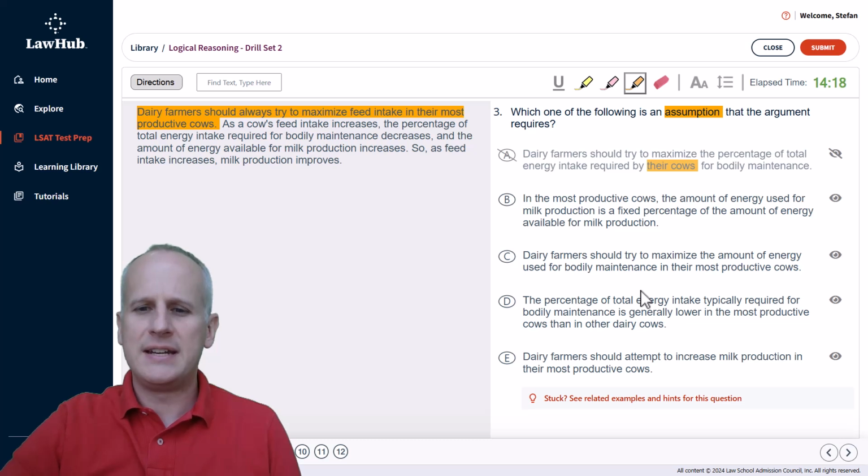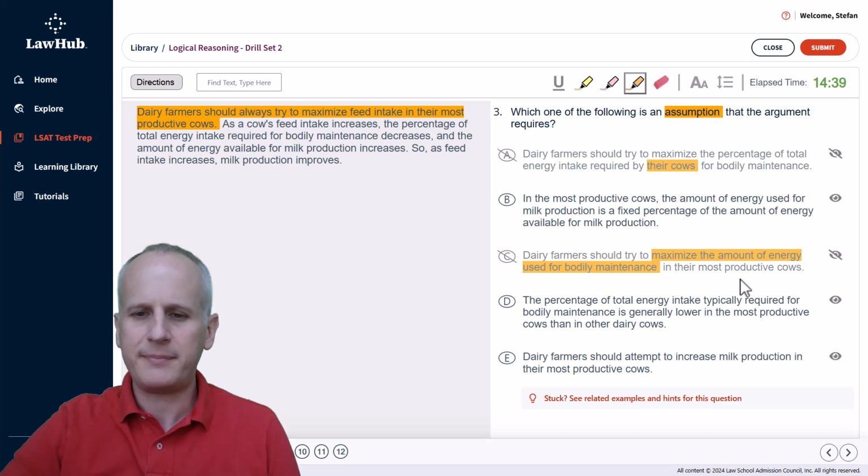Next, choice C, dairy farmers should try to maximize the amount of energy used for bodily maintenance in their most productive cows. Well, this is actually backwards. We're concerned about milk production in this argument, not the bodily maintenance. So we can eliminate choice C after highlighting maximize the amount of energy used for bodily maintenance, understanding that that's ultimately a reversal of what we want to be true.